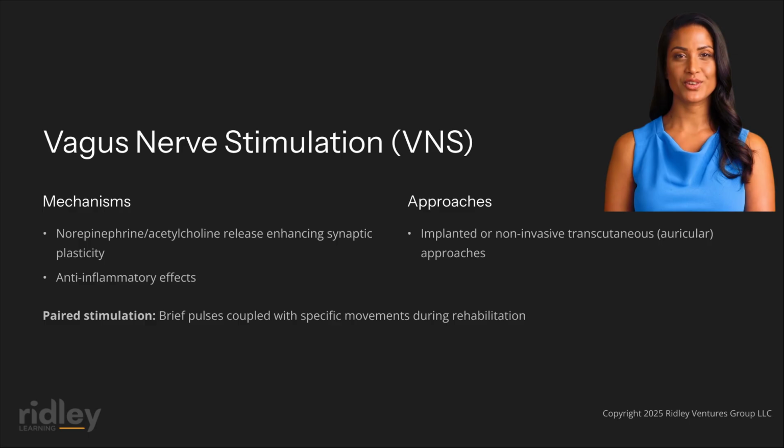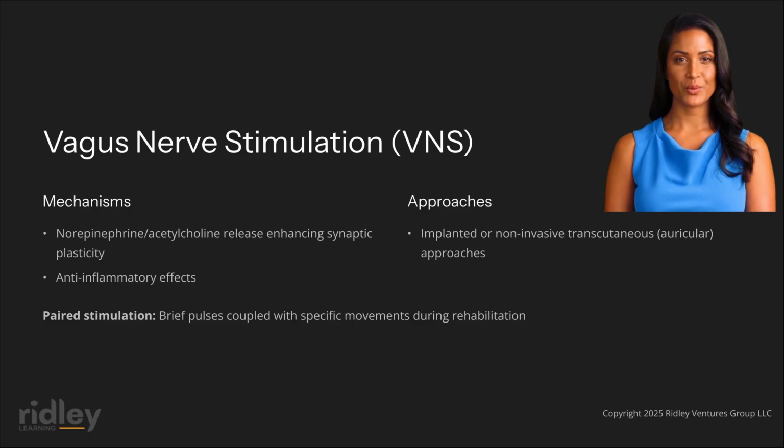The rationale for vagus nerve stimulation in stroke rehabilitation relates to its effects on neuromodulatory systems, particularly the release of norepinephrine and acetylcholine that enhance synaptic plasticity, combined with anti-inflammatory effects that may support recovery in the post-stroke brain. Vagus nerve stimulation can be delivered through surgically implanted devices that directly stimulate the cervical vagus nerve or through non-invasive transcutaneous approaches targeting the auricular branch of the vagus nerve accessible at the ear.